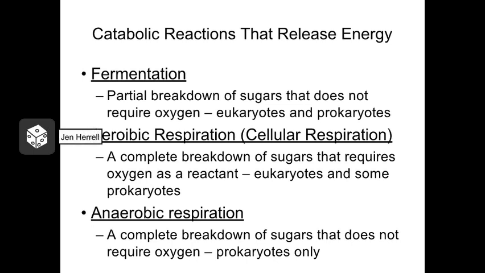Another big, complicated, catabolic, exergonic metabolic pathway is known as anaerobic respiration. Now, like aerobic respiration, this pathway consists of several different steps. It is quite complex, and it is very efficient. It is a complete breakdown of sugars. Unlike aerobic respiration, however, anaerobic respiration does not require oxygen. So this can be performed by cells that live in oxygen-free environments. For that reason, you mainly find anaerobic respiration being used by prokaryotic cells, things like bacteria.